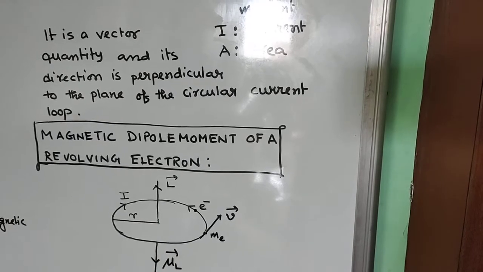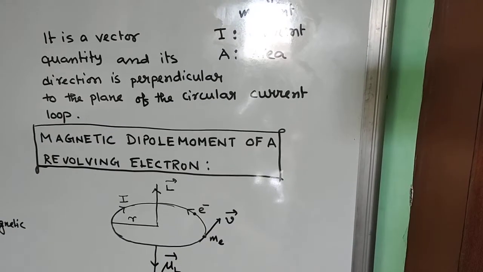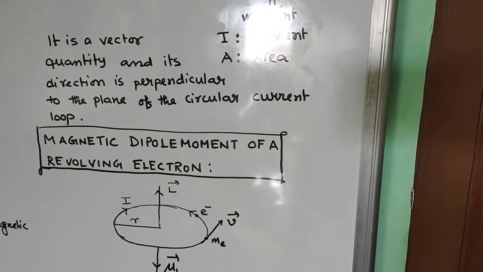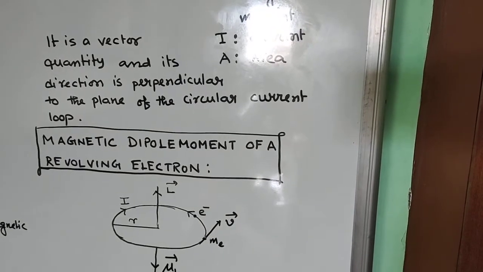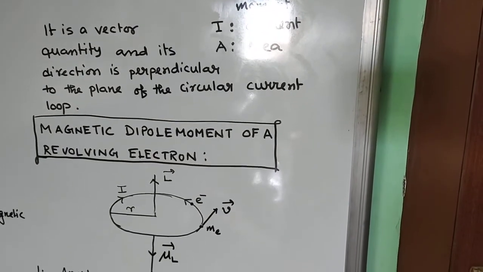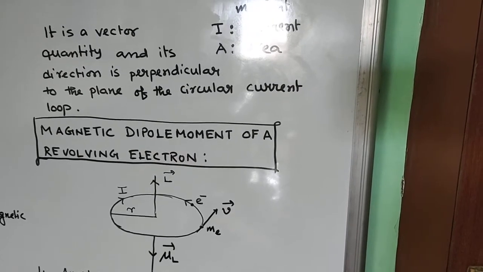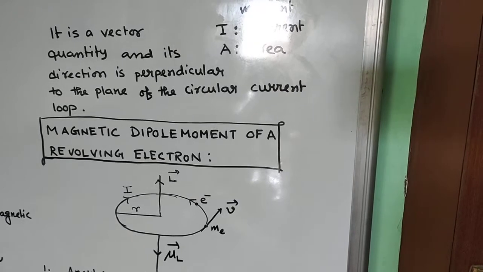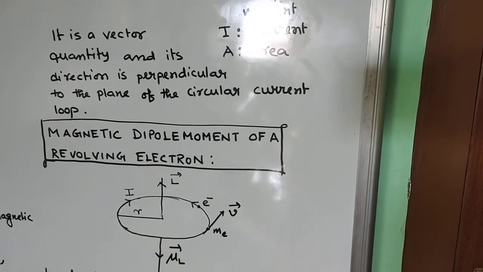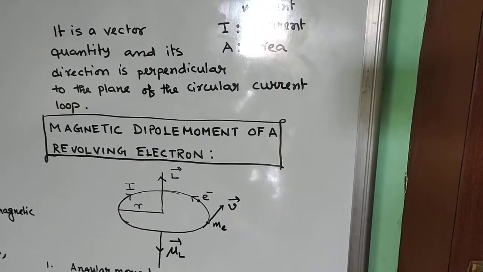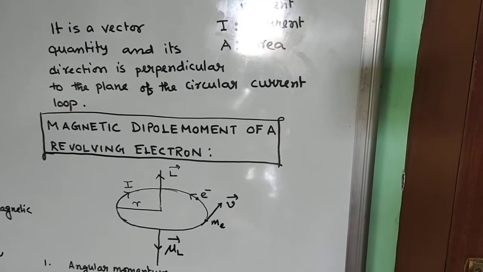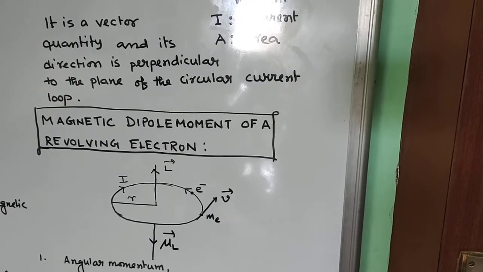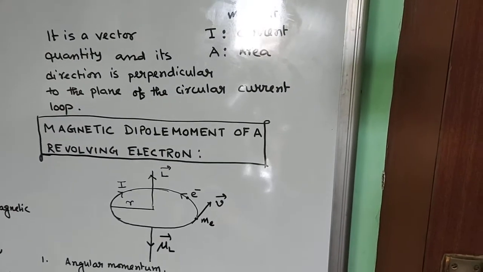Electron has negative charge. That's why the direction of current is opposite to the direction of velocity. So current flows opposite to the direction of the velocity as the charged particle is negative. So you see, the direction of movement is anti-clockwise and the direction of current is clockwise. Now you can define the direction of angular momentum by using the thumb rule.